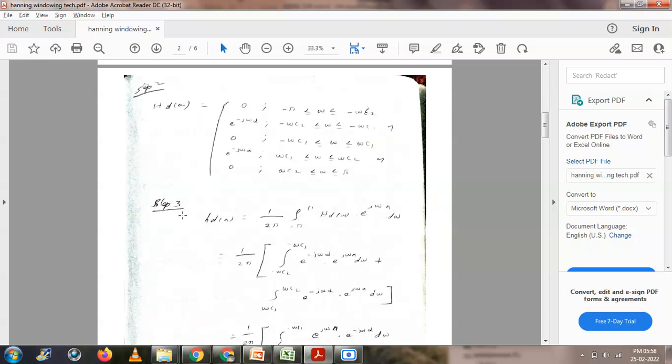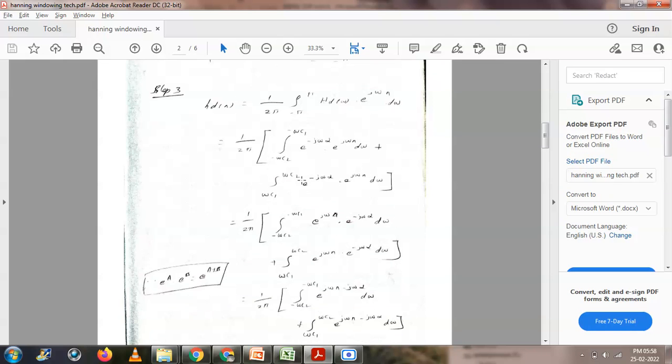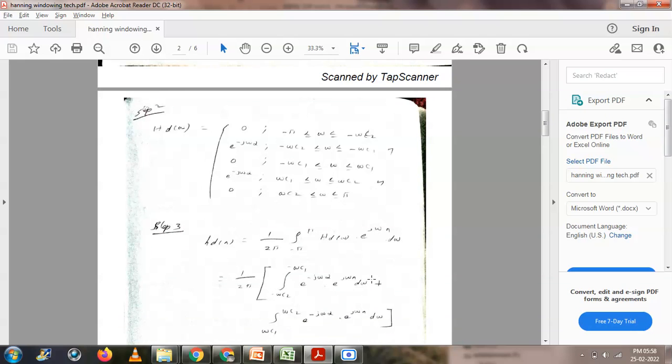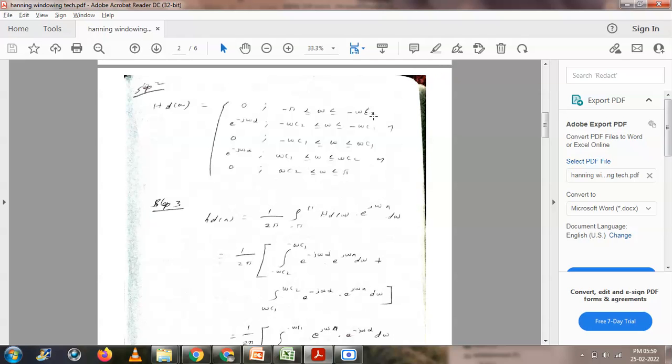This is step 2. And step 3, hd of n. Previously we saw Hd of omega; here we have to use hd of n, which is equal to 1 by 2 pi times the integral from minus pi to plus pi of Hd of omega e power j omega n d omega. Okay, so 1 by 2 pi, the integral from minus omega c2 to minus omega c1.